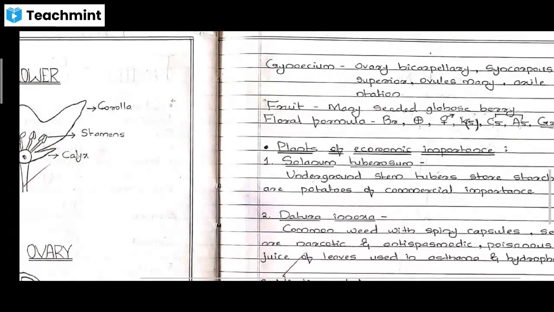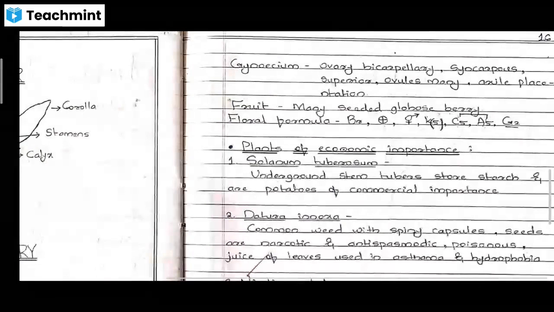The floral formula of the Solanaceae is Br, that is, bracteate. Then the second sign is actinomorphic. Then it is bisexual. Then calyx are five and they are fused. Then corolla are also five. Androecium are also five. These corolla and androecium are joined or united, so the anthers are present on the corolla. And then gynoecium, that is, carpels are two in number and they show a superior ovary.